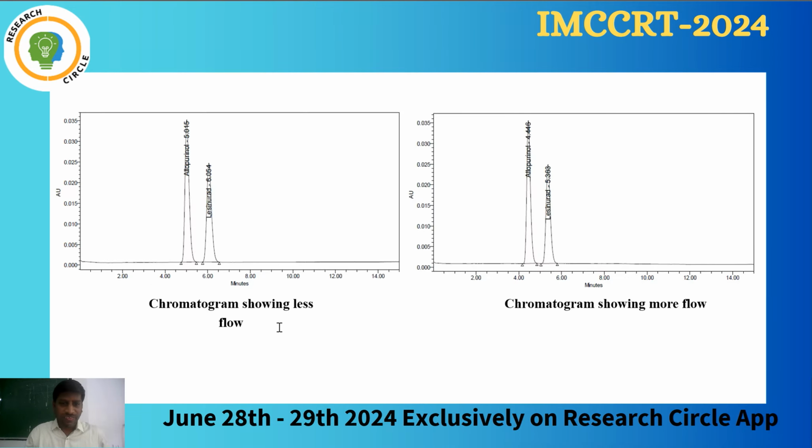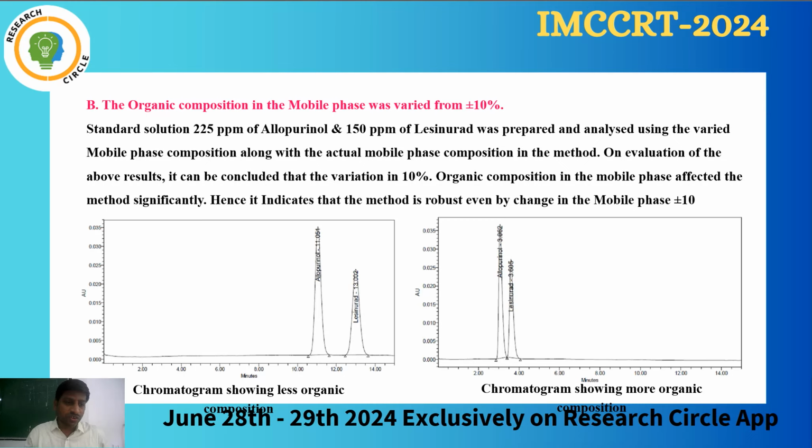So this is a chromatogram showing less flow. If you decrease the flow rate, the retention time will be more. If you increase the flow rate, the retention time will be less. So even though the flow rate changes, whether the method is robust or not is found out by these robustness studies. Like that, I changed the organic composition in the mobile phase also, 10% in the buffer and organic phase composition.